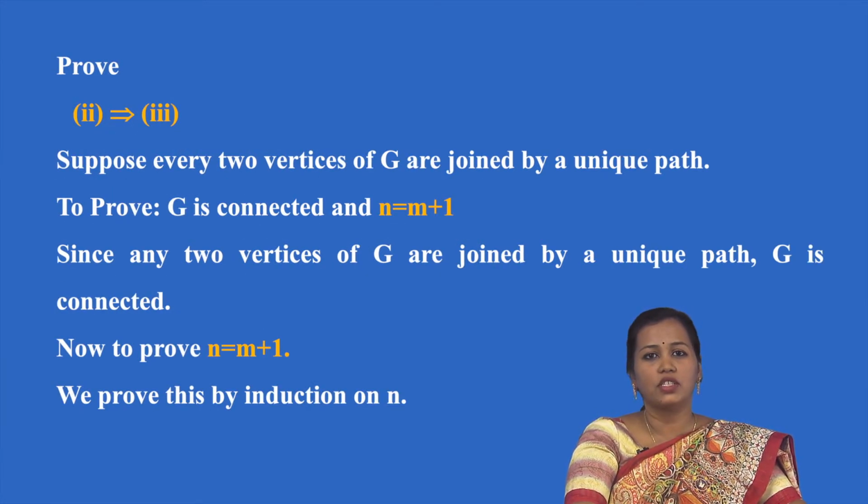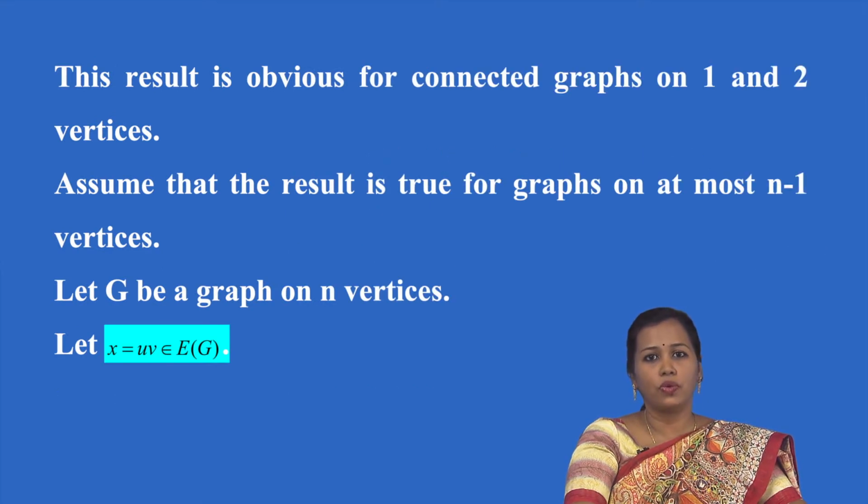Next, we shall prove that 2 implies 3. Suppose that every 2 vertices of G are joined by a unique path. To prove that G is connected and n is equal to m plus 1. Since any 2 vertices of G are joined by a unique path, G is connected. To prove that n is equal to m plus 1, we shall prove this by induction on n. The result is obvious for connected graphs on 1 and 2 vertices. Assume that the result is true for graphs on at most n minus 1 vertices.